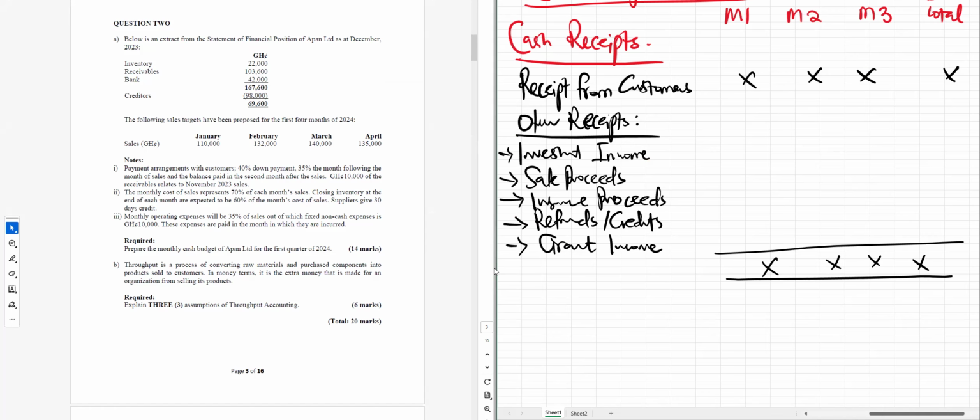Now, one thing you should note is that receipt from customers is where the workings are, because you have to adjust it. Usually purchases and sales have a lot of workings. Then you come to your cash payments.